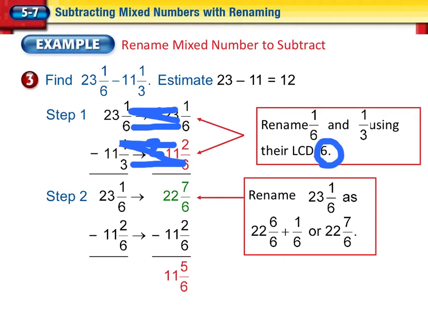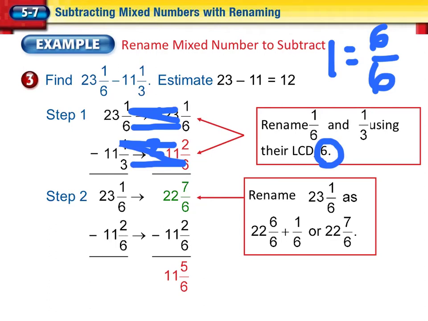We know that in sixths, 1 whole is equal to 6 out of 6. So when we borrow from the 23, we're going to borrow 6/6 and add to our 1/6 and change the 23 to a 22. So now we have 22 7/6, which we've written right here.